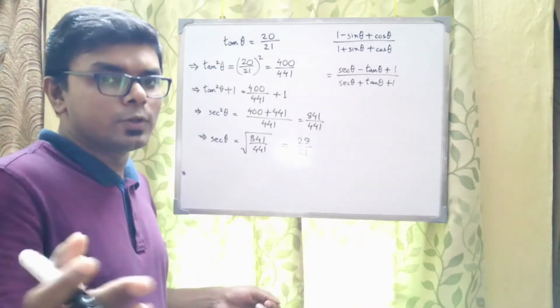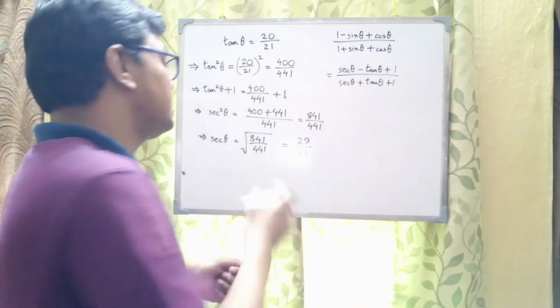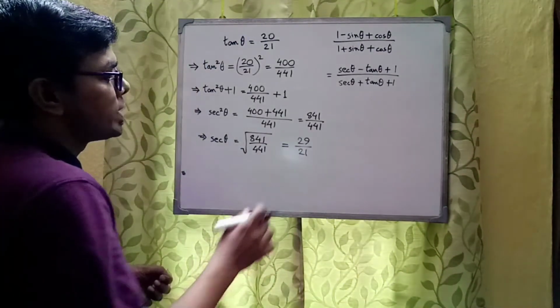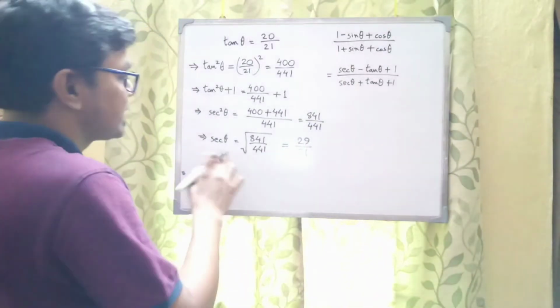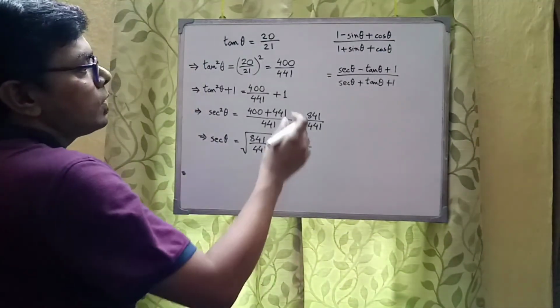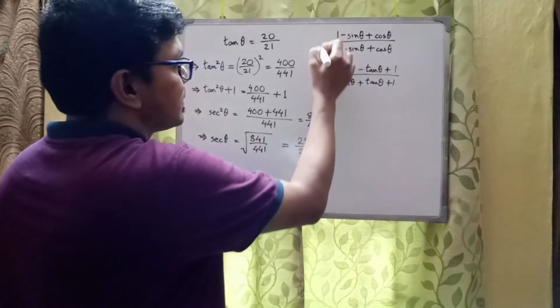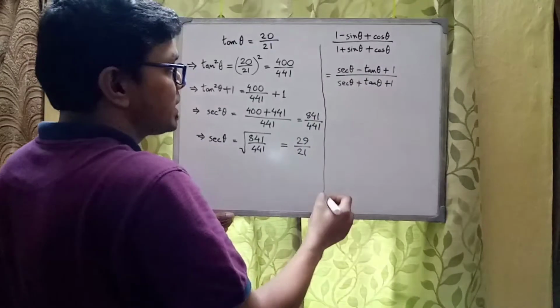I have other videos there where you can watch how to find the square root of a number. So this is actually 29 by 21. So sec theta equals 29 by 21. Now in this sum, I separate these two parts.